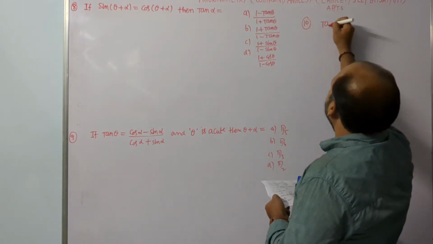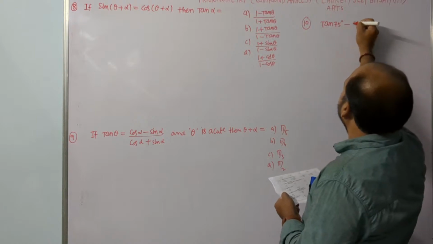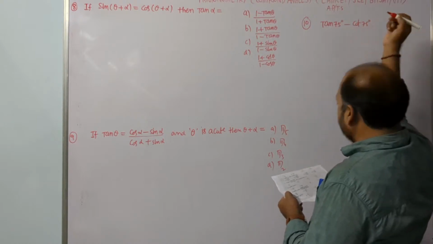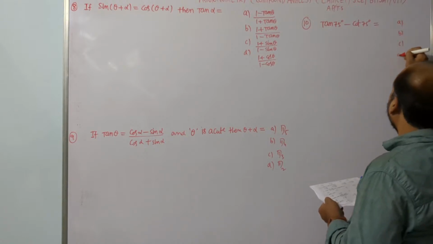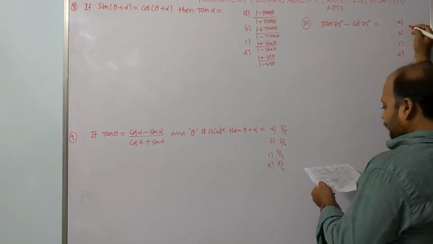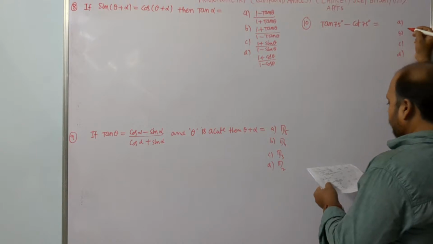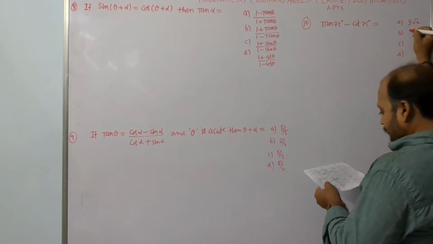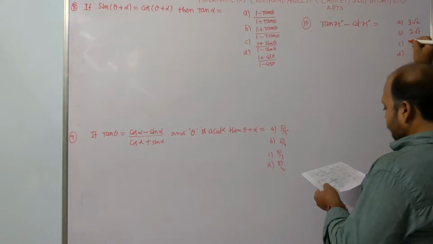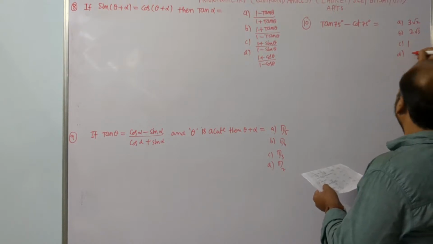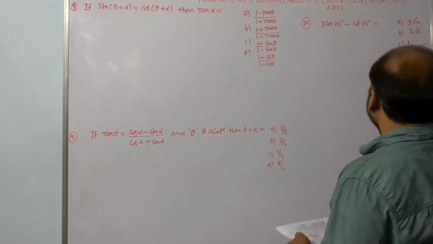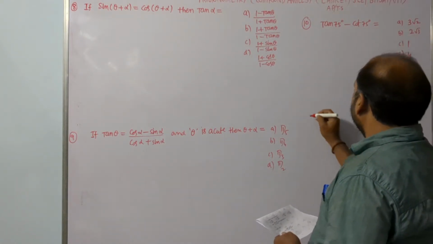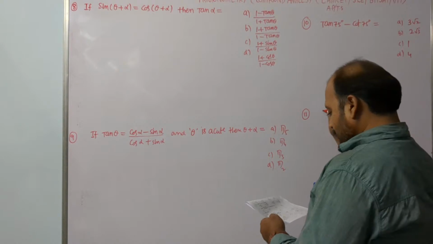So tan 75 degrees minus cot 75 degrees is equal to, options: 3 root 2, 2 root 3, 1 and 4. So this is enough for the question.